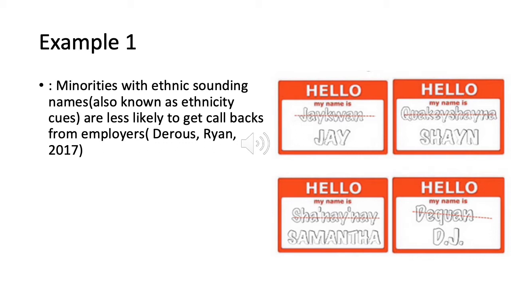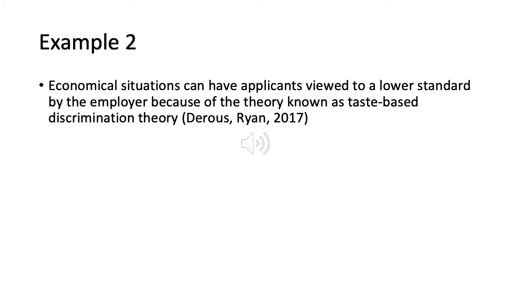This is also known as ethnicity cues, and this results in many of these ethnic people being less likely to receive a callback from a potential employer. Another example to describe implicit bias is known as the taste-based discrimination theory, which talks about how potential candidates with lower economic standings are viewed in a lower standard by their employers, which can reflect negatively on them during the hiring process.